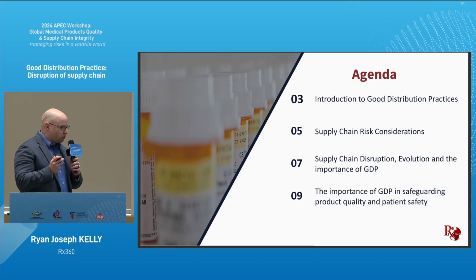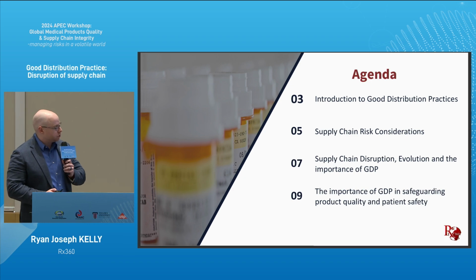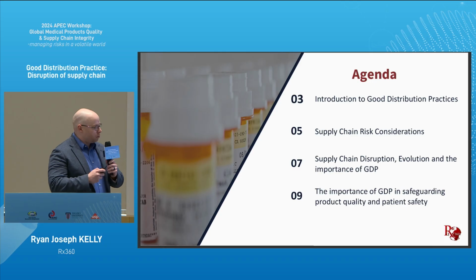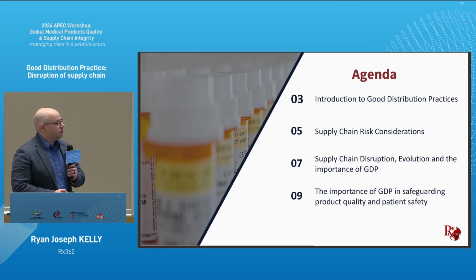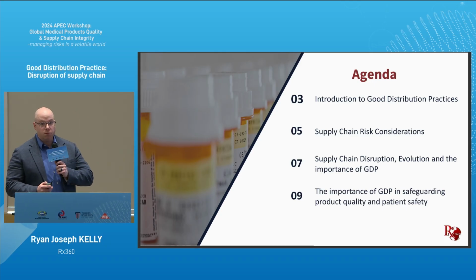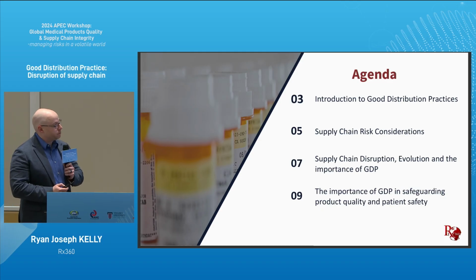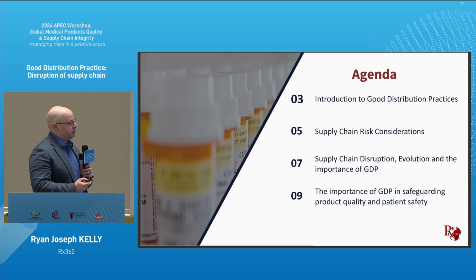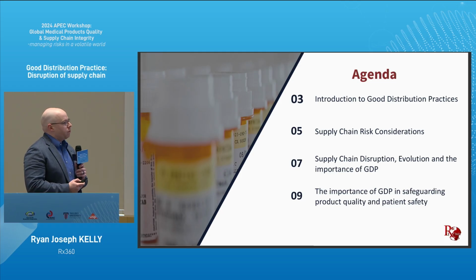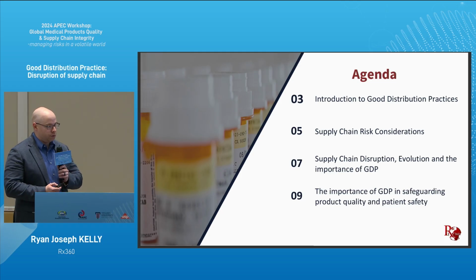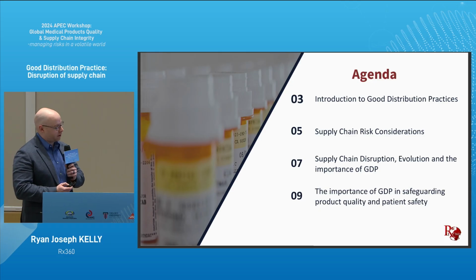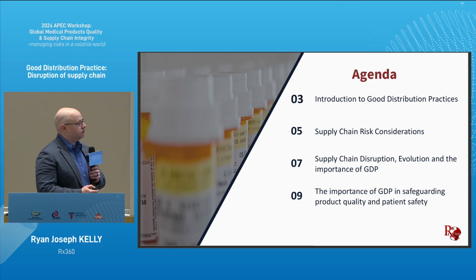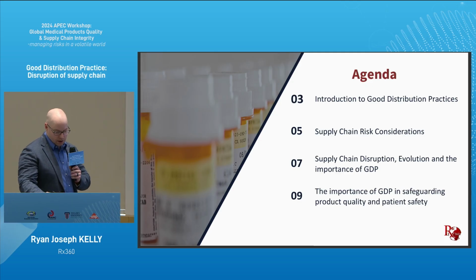And so I'll start off with just a brief introduction to good distribution practices and where they fit in within the APEX Supply Chain Security Toolkit and broader supply chain security practices. Different supply chain risk considerations that we're all going through in an era of disruption, as well as just thinking through what is happening for all of our economies, all of our organizations right now with supply chain disruption and the evolution that we're seeing largely driven by various technological innovation, and how the importance of GDP comes into play in safeguarding product quality and patient safety.